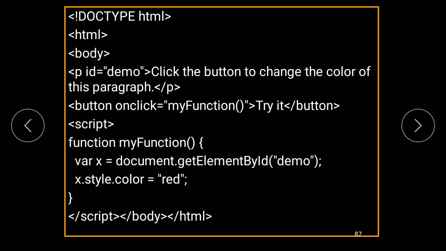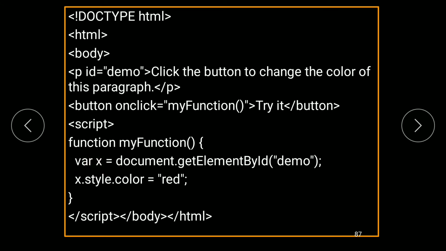So document dot getElementById and demo, and in var x you can see we can store or assign the paragraph in the var x, meaning the text "click the button to change the color of this paragraph". We stored this line in the variable x, students.